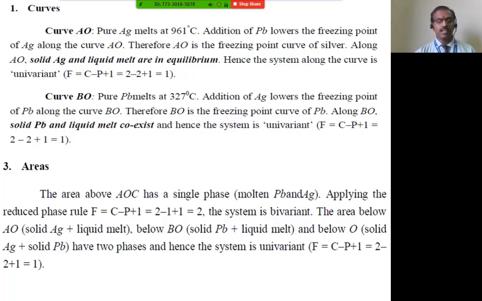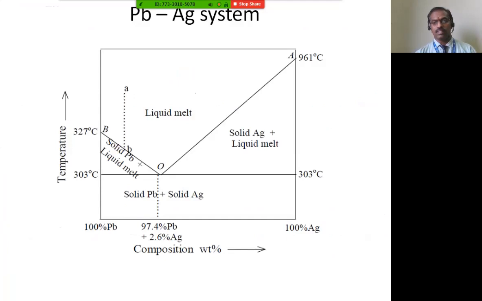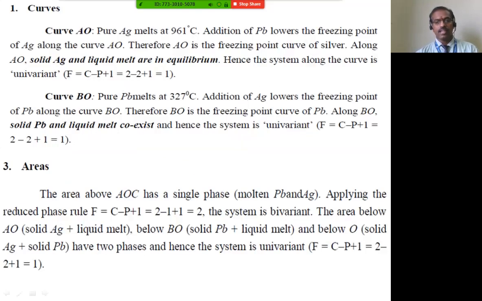Now the areas. How many areas are there? Above AOB is one area. The area above AOC and the triangle BOC are the other areas. In the area above the curves, only liquid melt is there, so only one phase. Applying the reduced phase rule, F = C - P + 1, that is 2 - 1 + 1 = 2. It is a two-component system with only one phase, so you can locate any point along the area. That is a bivariant system.